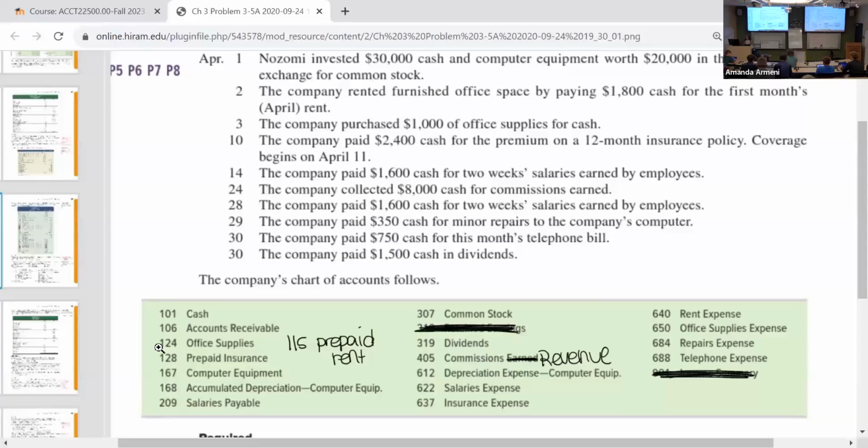What about April 10th? The company paid $2,400 cash for the premium on a 12-month insurance policy. Josh.